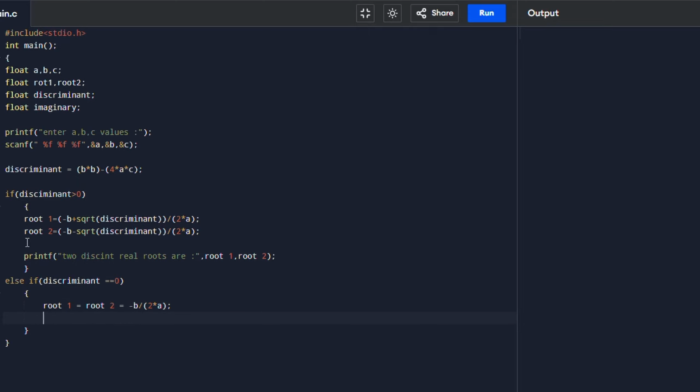Now we will be printing the result for this condition, that is printf, the roots become, comma root 1.